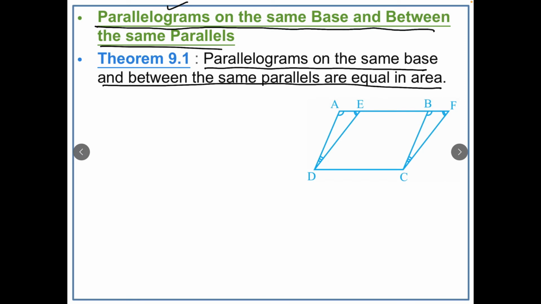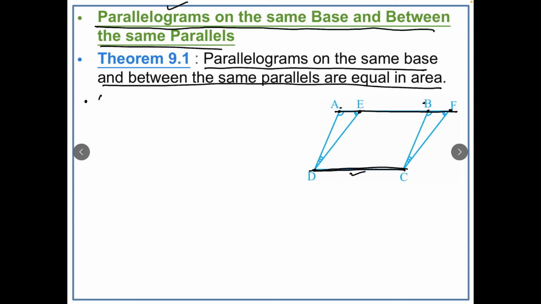Okay, as you can see in this figure, we have two parallelograms. The first one is parallelogram ABCD, and the second parallelogram is EFCD. They are on the same base DC and lying between the same parallel lines AF and DC. So these are the two parallelograms which are on the same base DC and between the same parallels DC and AF. Now the area of these two parallelograms has to be equal. That is, the area of ABCD should be equal to the area of EFCD according to theorem 9.1. Okay, so we are going to prove this theorem also. So let's start this proof.